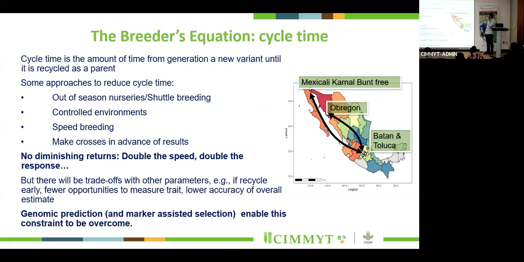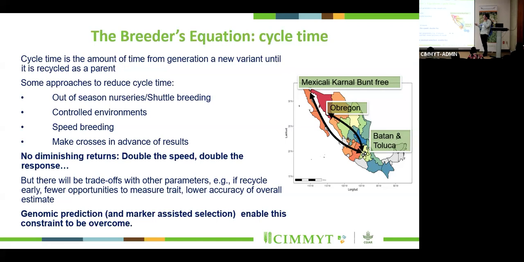Okay. Cycle time. This is the time from being a parent to having a new parent in the recurrent selection scheme. And there's lots of ways to do this that aren't very technical. I mean, shuttle breeding, out-of-season nurseries. We can do it in a controlled environment like speed breeding. And as I said before, we make the crosses before we have the data so that we can then cull the crosses. So if in your system crosses are cheap, maybe we can do that.